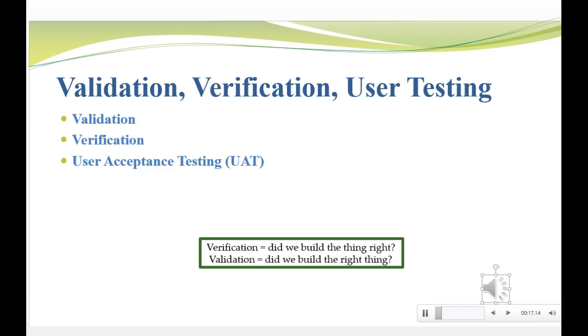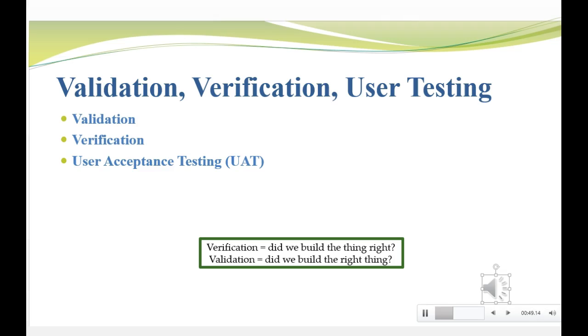According to the IEEE Standard Glossary of Software Engineering Terminology, validation is the process of evaluating a system or component during or at the end of the development process to determine whether it satisfies specified requirements. So validation demonstrates that the system is operational and that the software conforms to the requirements that were defined at the beginning of the software development lifecycle. Did we build the thing right?